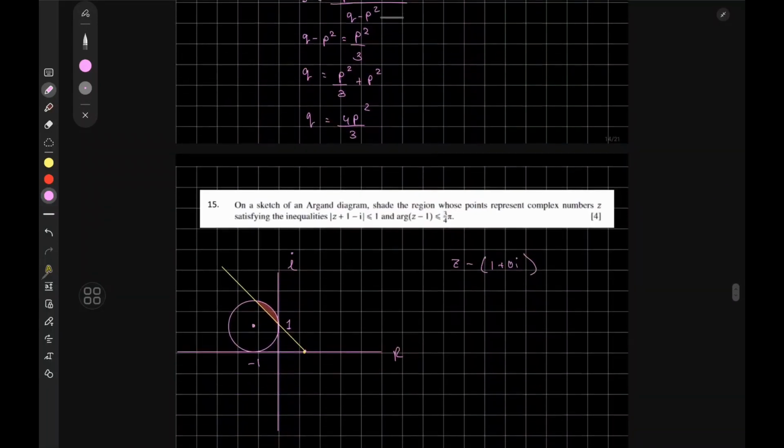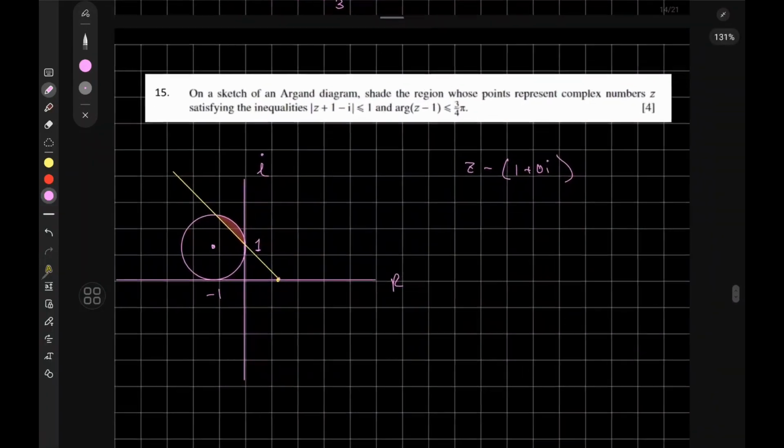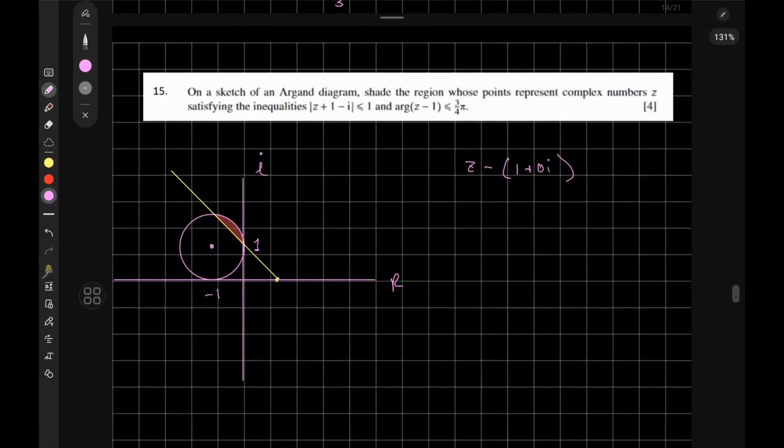Great. So that is question 14. Okay. Question 15. What are they saying? On a sketch of an Argand diagram, shade the region whose points represent complex numbers z satisfying the inequalities: modulus of z plus 1 minus i is less than 1. Argument of z minus 1 is always less than 3/4 of a pi. Great. So since you know this, let's take the minus common.